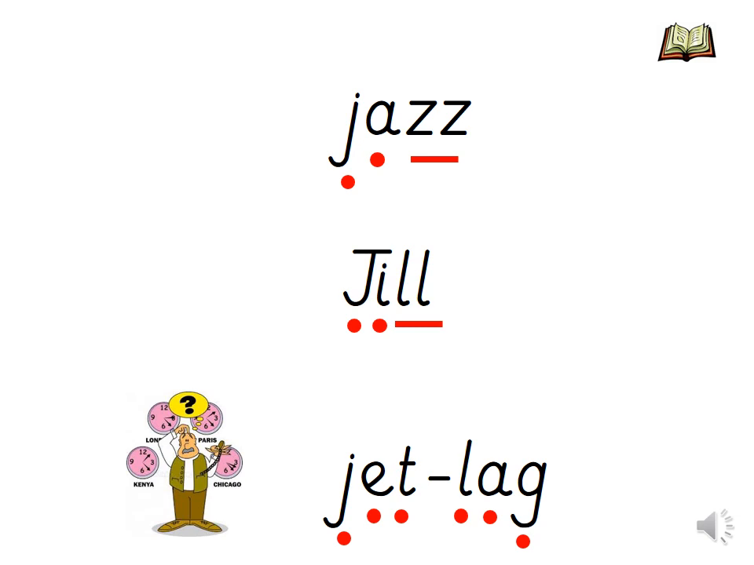Let's look at the next word. Oh, I have spotted something a little bit different about this word. It does have a J in it, but can you see? It looks a little bit different. That's because this is somebody's name. So this J is a capital J. It's an uppercase letter. I bet you could still read it though, couldn't you?